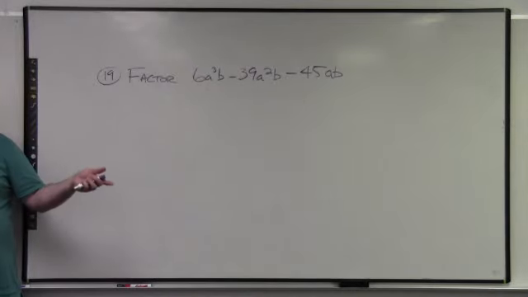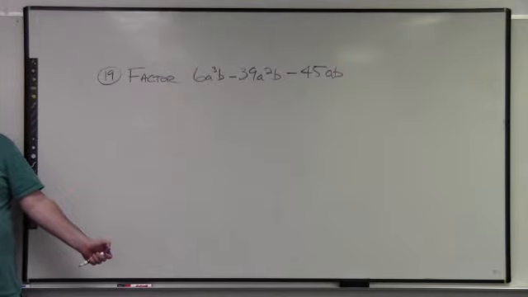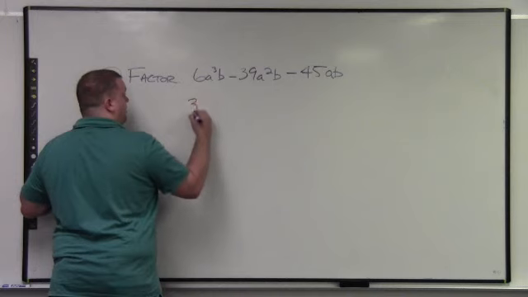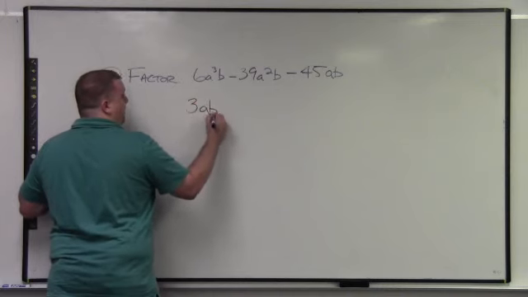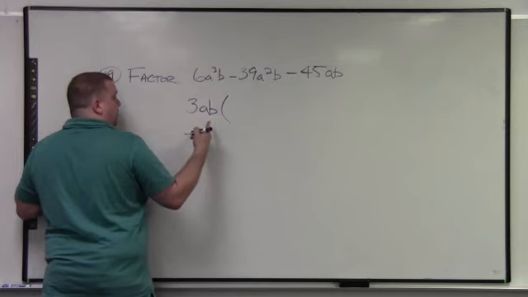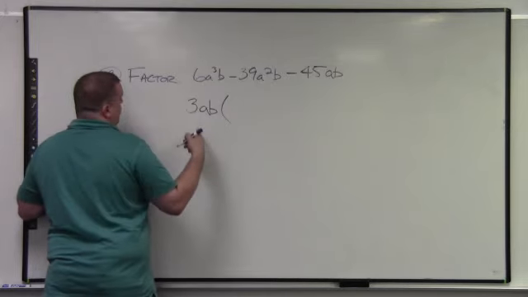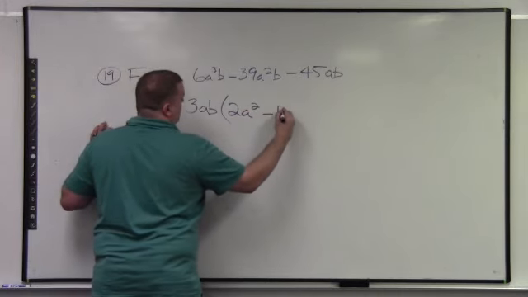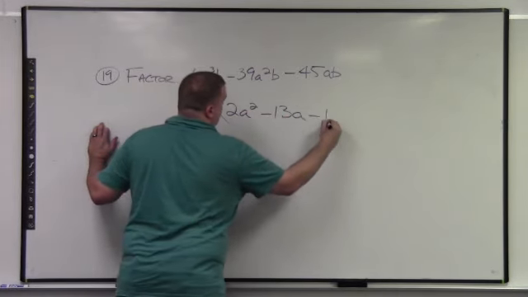Before we do anything else, we need to check for greatest common factor. Does this have a greatest common factor? Yes. 3, and what else can we think of? 3ab, yep. So if I factor out a 3ab, what am I left with in my first term? 2a squared. Correct. Minus 13a. Minus 15.